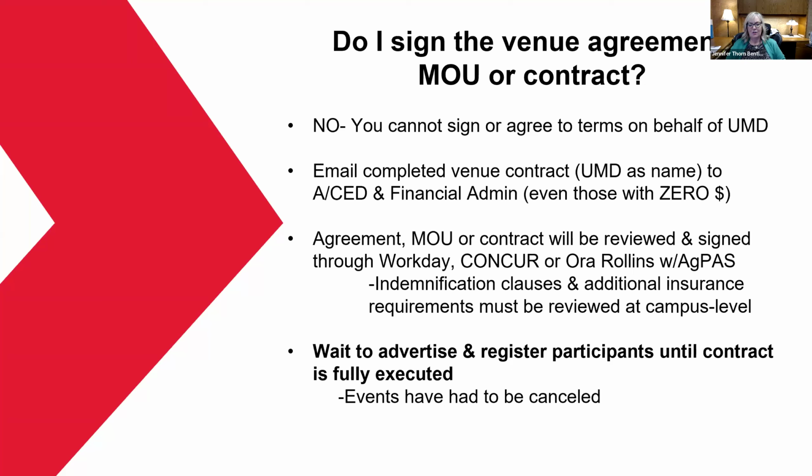So the agreement, MOU, or contract then will be reviewed, and there are a number of ways. And for those admins on the call today, we know that there are various ways that we've been sending contracts, MOUs, and agreements through. Some go through Workday, some go through Concur, and the $0 ones go through Aura Rollins through AgPass. So that's why it's very important that it gets sent to your admin in the office to process it the proper way.